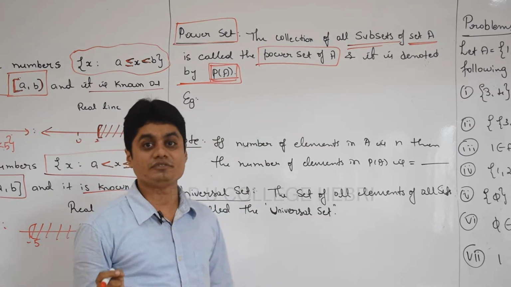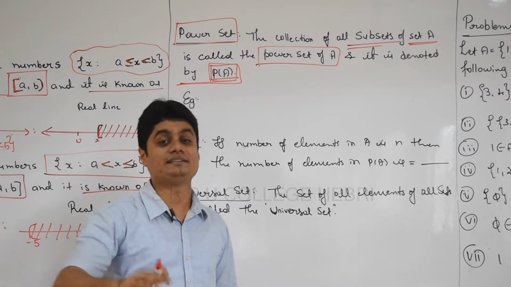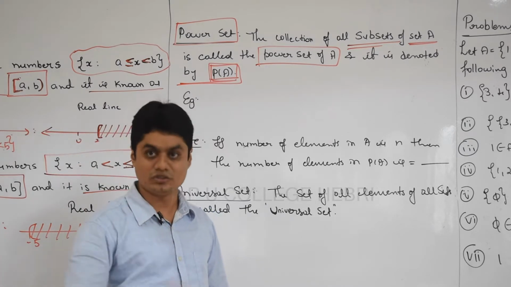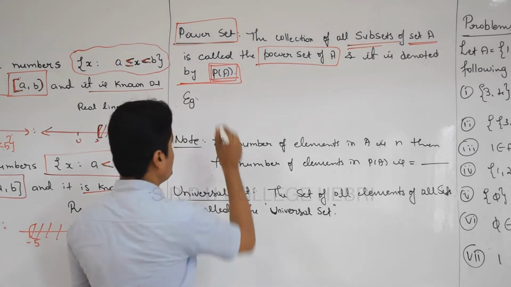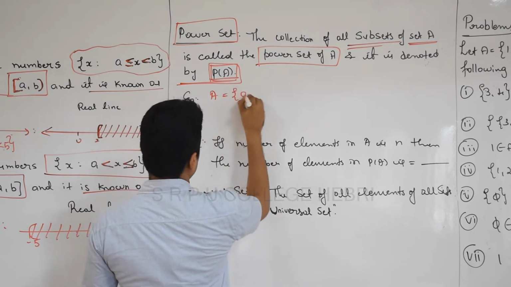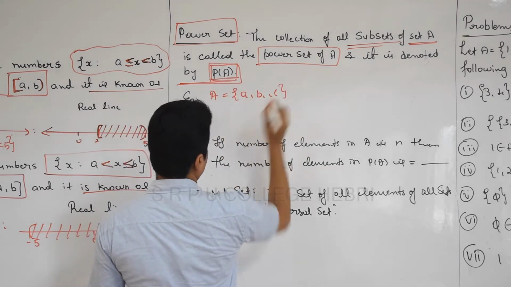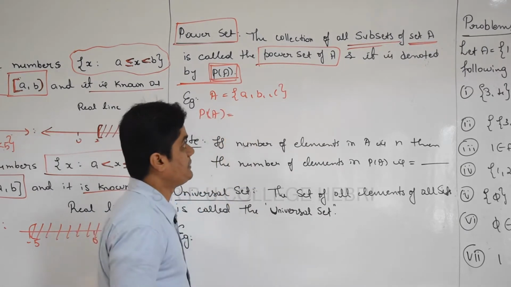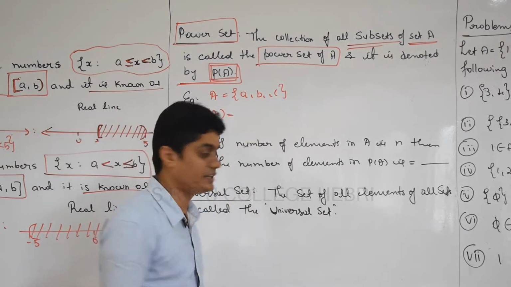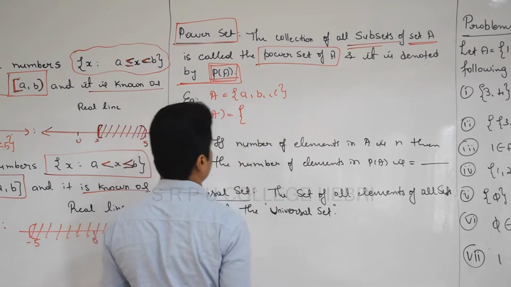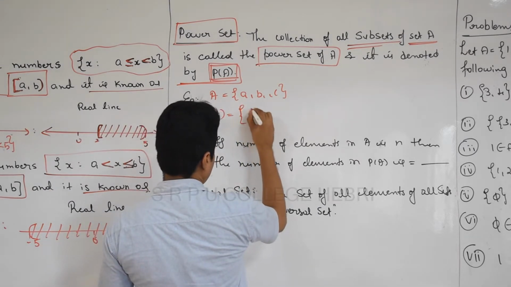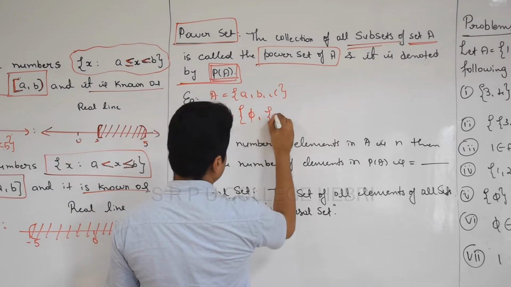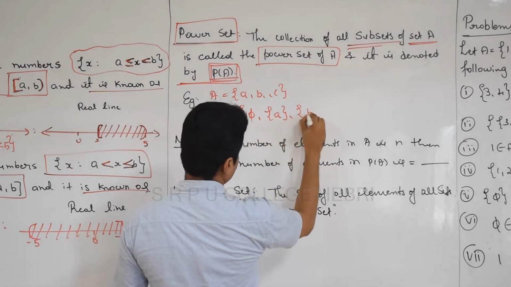What do you mean by power set of the set? Set of all subsets. The set of all subsets of the set is known as the power set. For example, if A is equal to {a, b, c}, can you tell me what the power set is? How to write the power set? Remember, it's a collection of subsets, a set of all subsets, so it should be between the flower brackets. So all the subsets you should write. First is the null set, then the singletons.